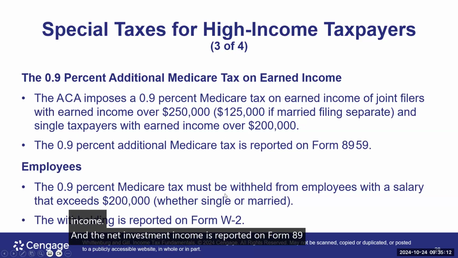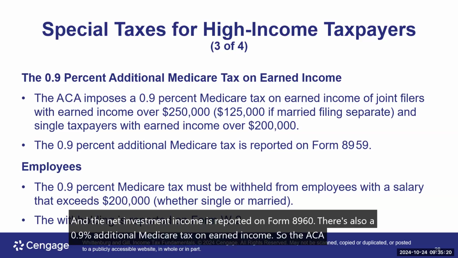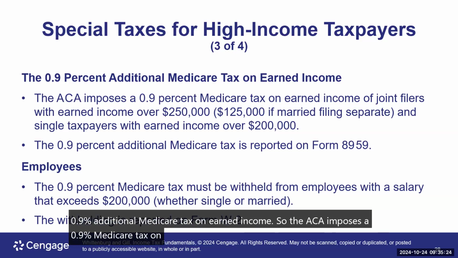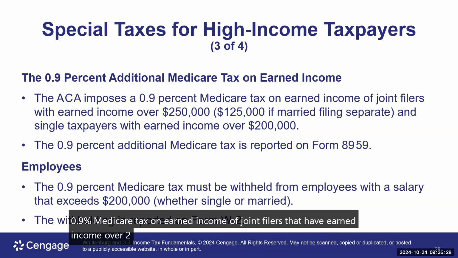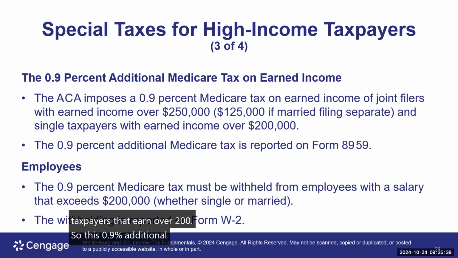There's also a 0.9% additional Medicare tax on earned income. So the ACA imposes a 0.9% Medicare tax on earned income of joint filers that have earned income over $250,000, $125,000 if married filing separate, and single taxpayers that earn over $200,000. So this 0.9% additional Medicare tax is reported on Form 8959.